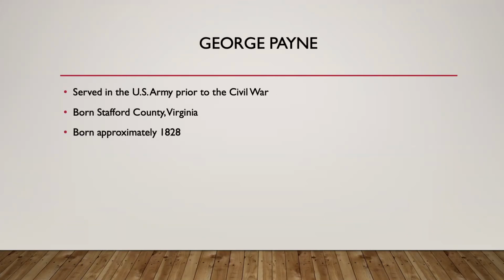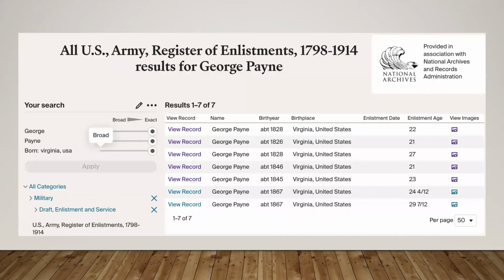But let's talk about another soldier. So let's talk about George Payne. He served in the U.S. Army prior to the Civil War. He was born in Stafford County, Virginia, and he was probably born approximately 1828. So when we go to the Register of Enlistments and we put in that information, George Payne, 28, Virginia, you don't necessarily have to put in the 28, but had we put in the 28, 3 would have shown up. Because we didn't put in the 28, 7 showed up.